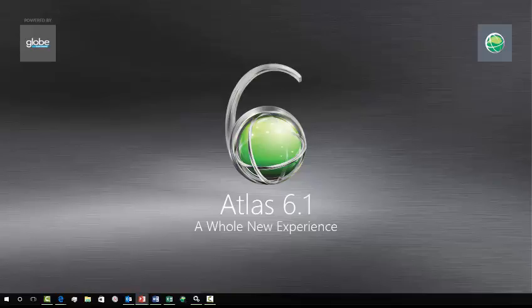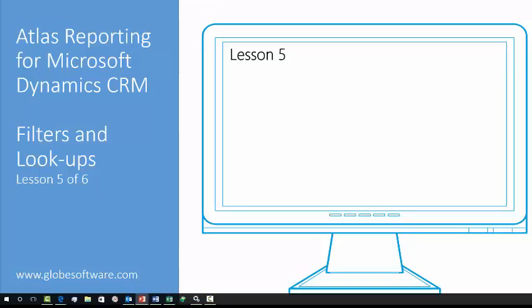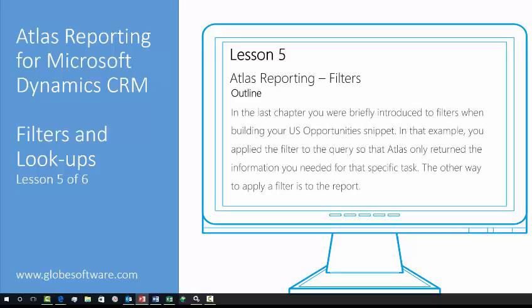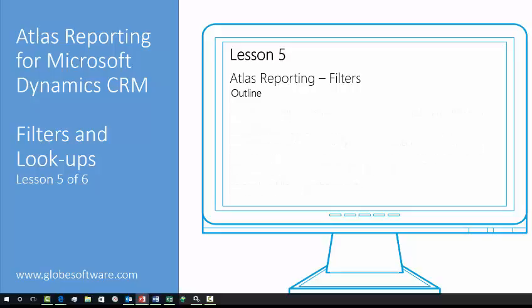Atlas Reporting for Microsoft Dynamics CRM, Filters and Lookups. In the last chapter, you were briefly introduced to filters when building your US opportunity snippet. In that example, you applied the filter to the query so that Atlas only returned the information you needed for that specific task. The other way to apply a filter is to the report.